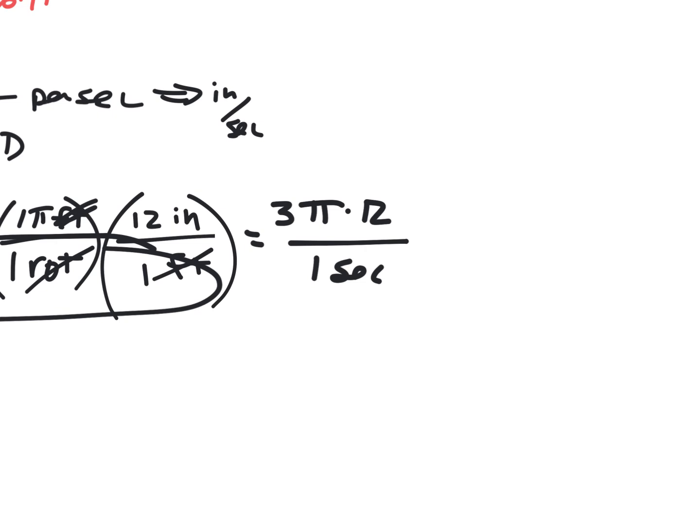All right, so if this had been like 180 on the bottom, you would have tried to factor out a 3 from the 180. But this one is pretty simple. So this would be 36 pi, and that's in inches per second.